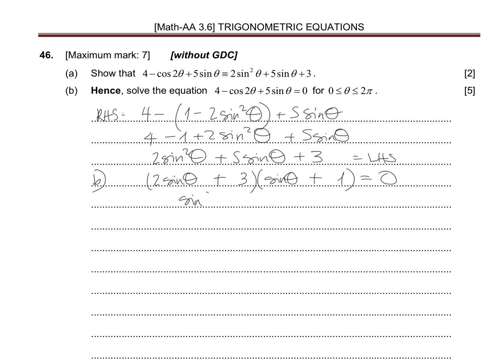So here we get sine theta is negative 3 over 2. This is outside, so there's no solution. Sine is at most 1 and at least negative 1. And here we have sine theta is negative 1, which is happening down here for that 0 to 2 pi interval.